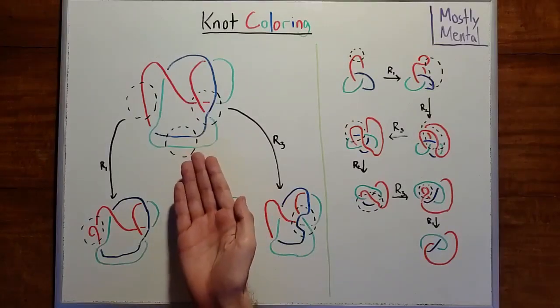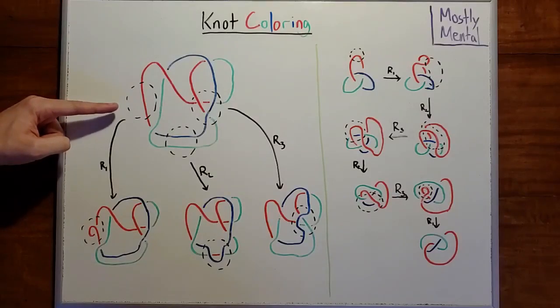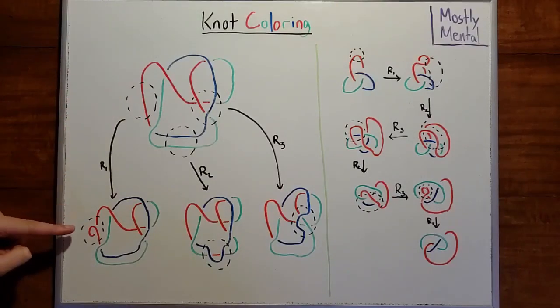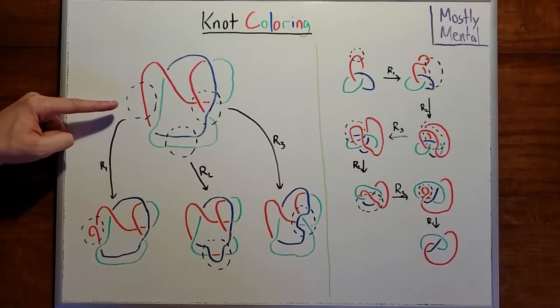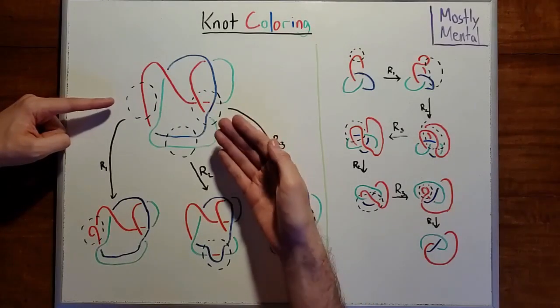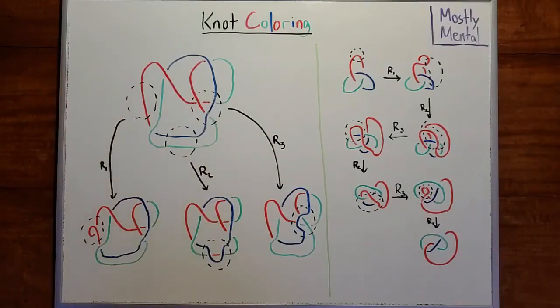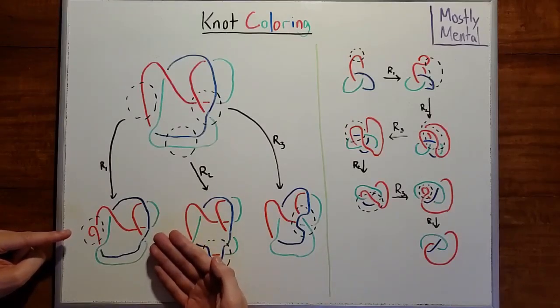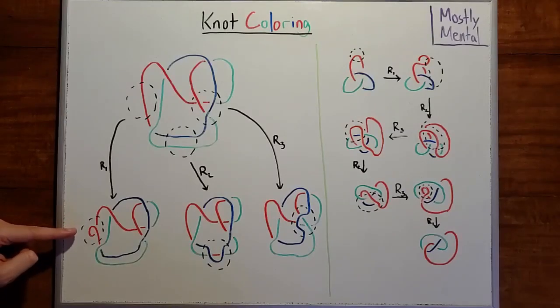Say we have a knot diagram like so. If we focus in on this strand here, then we can use R1 to add a loop to it. And notice there's exactly one way to color this strand that's consistent with the coloring for the rest of the knot. We need to match these incoming red strands, so this strand must be colored red. Also notice there's exactly one way to color this loop that's consistent with the rest of the knot. Again, we need to match the incoming red strands, so this loop must be solid red.